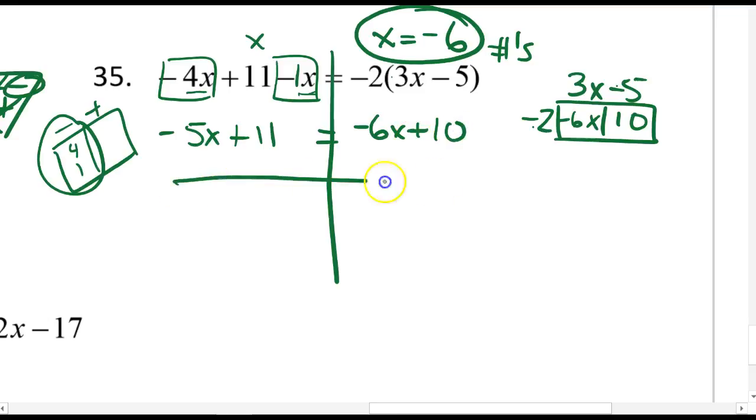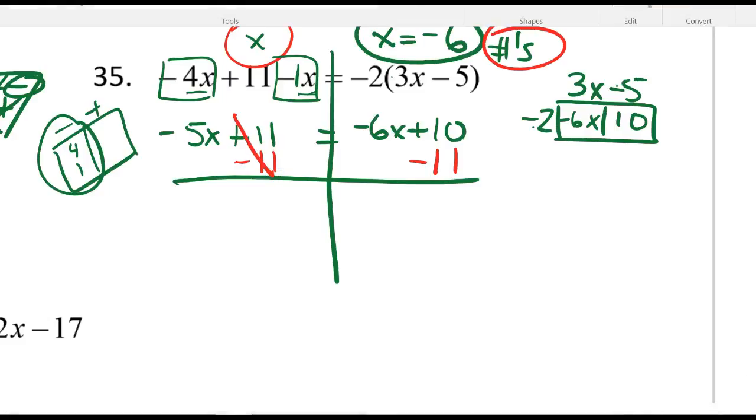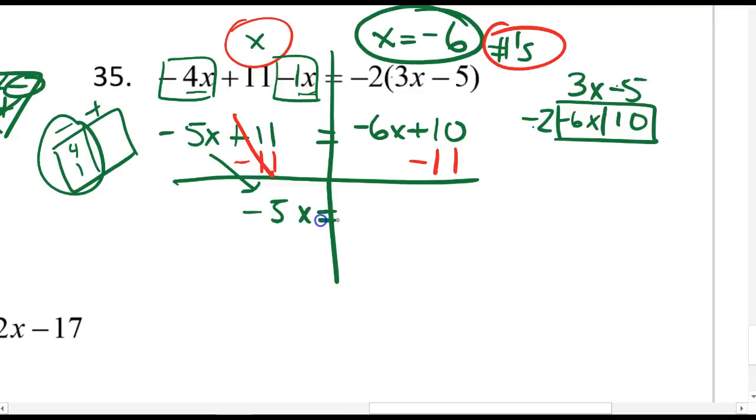Okay? Now we can start balancing out our equation. Remember again, we want x's over here and numbers over here. Okay. So which term doesn't belong? The 11 does not belong because it's not an x term. And we subtract it because the original 11 was positive, so I'll subtract it from this 10. That cancels out. Just go ahead and bring down the negative 5x. And then bring down the negative 6x.